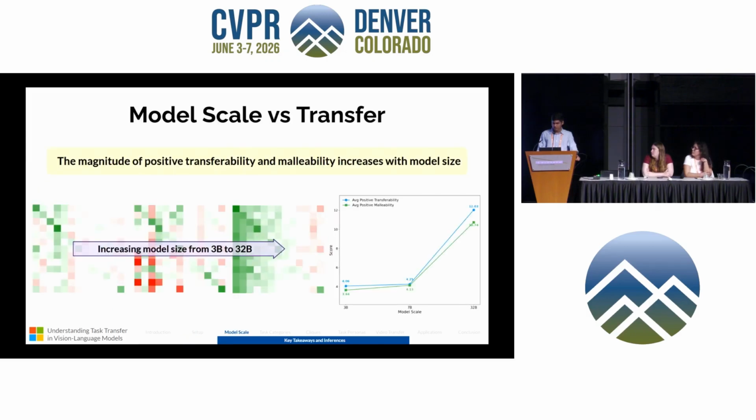So for our first key takeaway, we find that the magnitude of positive transferability and positive malleability increases with model size. As we go from a 3 billion model up to a 32 billion model, all the positive trends and relations that we see strengthen and increase with the model size. And surprisingly, we find no such trend for negative transfer. It is only the positive transfer that increases with model size.